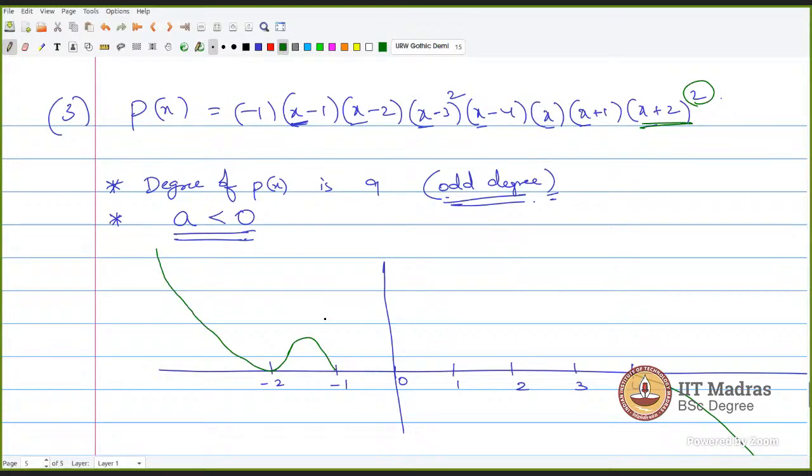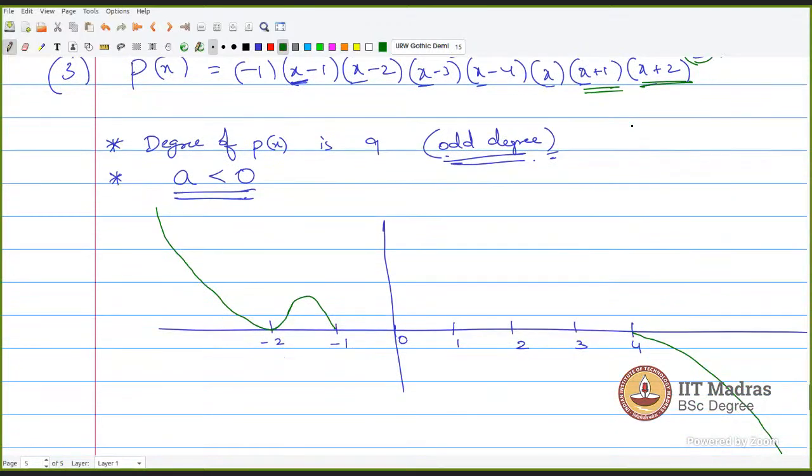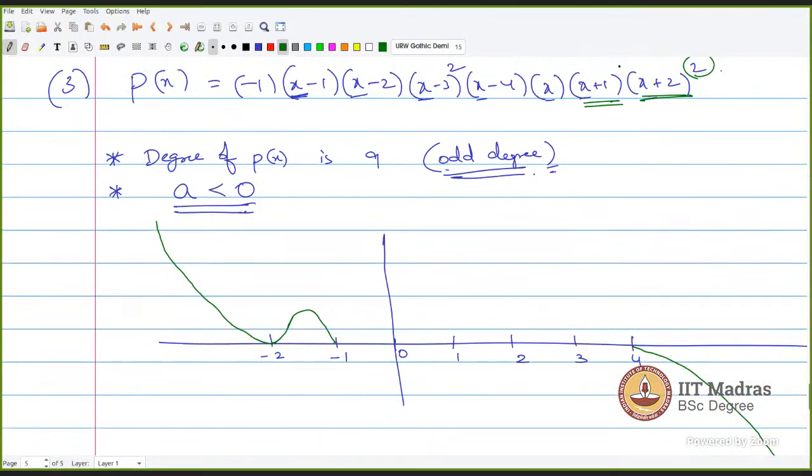After reaching -1, I will look at the multiplicity of -1. It is odd, power 1, so it is odd multiplicity. So I should cross that point. And again I should reach 0. I will come back to 0 and look at the multiplicity of x. As it is again an odd multiplicity, I cut it. And again I should reach 1.